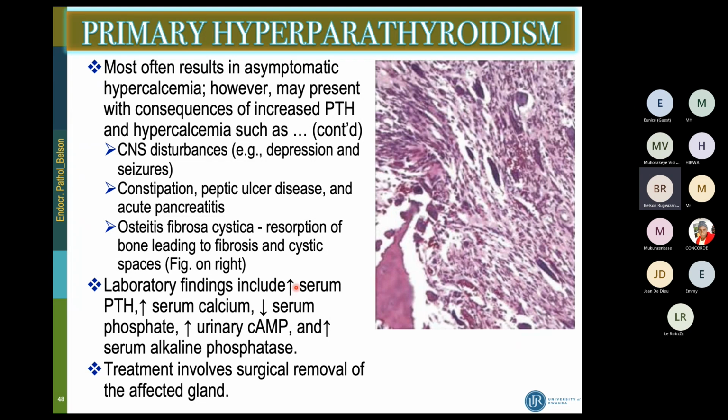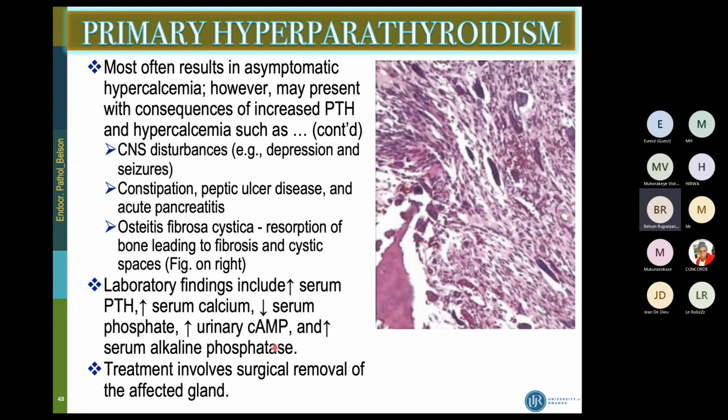Because when a bone is being destroyed, usually alkaline phosphatase increases in the bloodstream. So that is the meaning. The bone will be resorbed because of the action of PTH through osteoclasts, and thus the calcium will increase, and also alkaline phosphatase will increase. Phosphate should also increase, but PTH makes sure most phosphate ions are lost through urine. So the treatment will be the surgical removal of the gland which is affected by that mass.